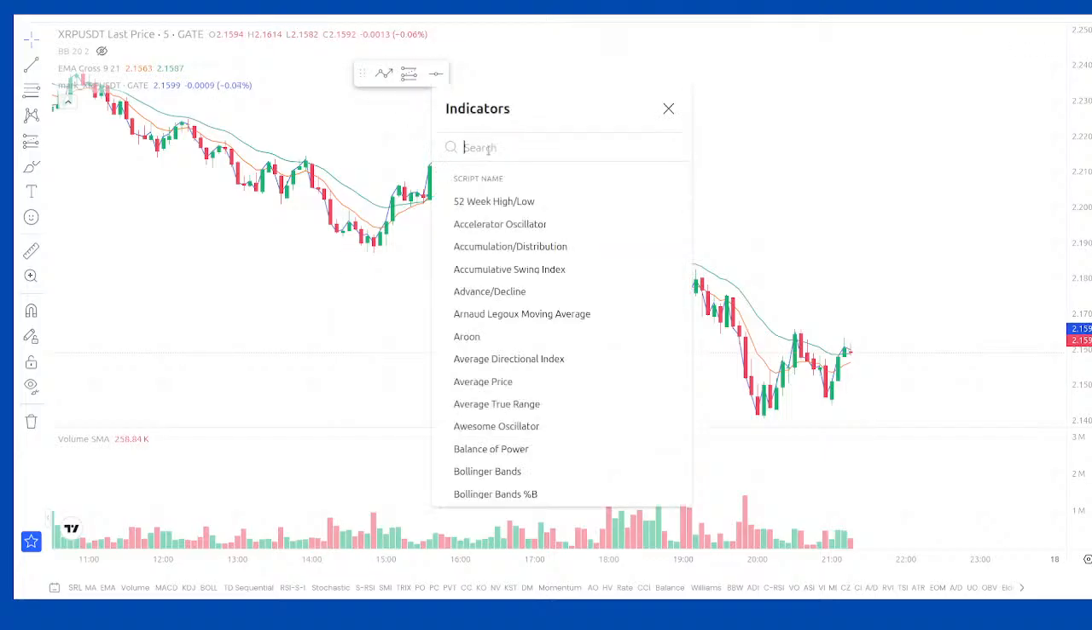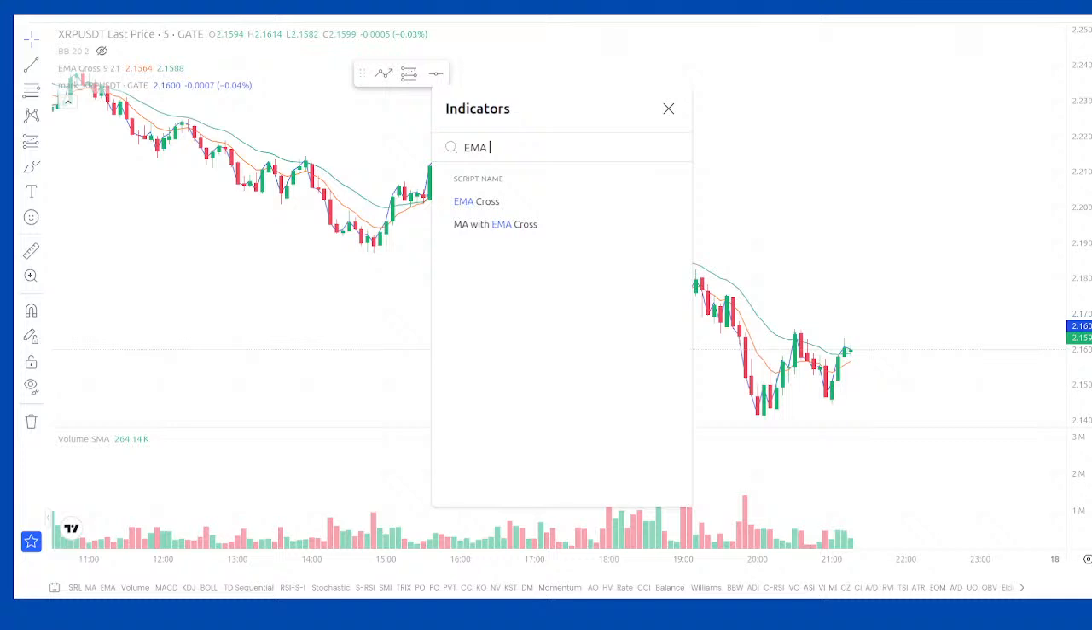I write EMA. I want now to add EMA 50. Remember, we already have EMA 21. We already have EMA 9. So I add EMA 50, exponential moving average 50. And I just search EMA. So we have EMA cross.